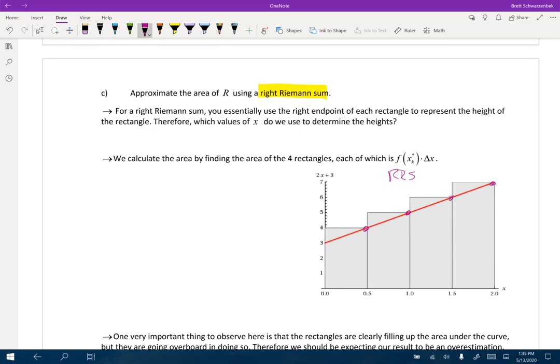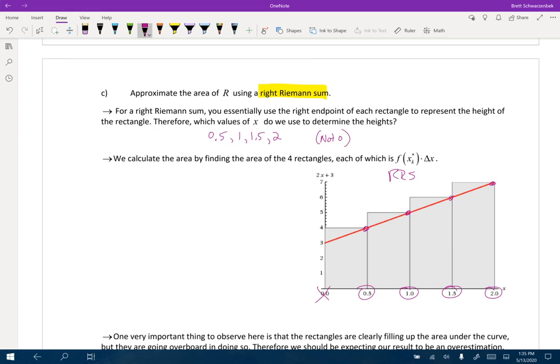The first part here just says, what values of x do we use to determine the height? So basically, what are the grid point values that we're going to use? If you look here where the dots are, it looks like it's going to be these 4, right? Which means that just like with every right Riemann sum, we ignore the first endpoint. So we're going to be using 0.5, 1, 1.5, and 2. And I'm just going to write not 0.